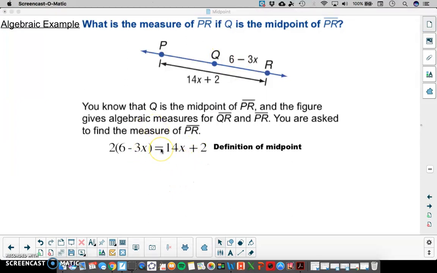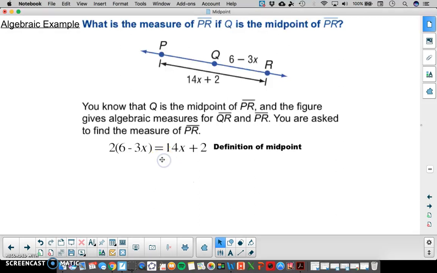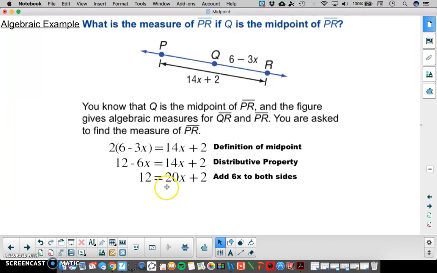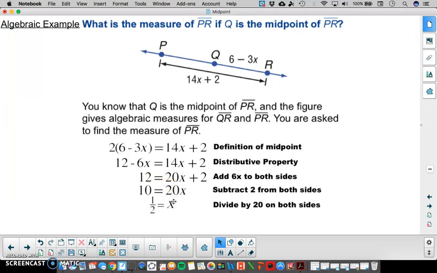From here, we just work the algebraic equation. So first I'm going to distribute, then add 6x to both sides, subtract 2 from both sides, and then divide by 20. So we have 10 divided by 20, which gives us 1/2. Now, it asks to find the measure of PR. So we would have to plug 1/2 in to x. So 1/2 of 14 is 7, plus 2 is 9. So the measure of PR is 9.